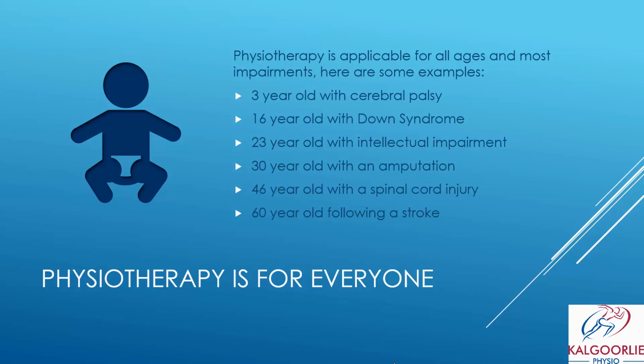So to give you an idea or an example of some of the impairments and age groups that we commonly help with, for instance, a 3-year-old boy with cerebral palsy. We've got 16-year-olds with Down syndrome. There's a 23-year-old with an intellectual impairment, a 30-year-old with an amputation. That could be an amputation of the arm or leg, or even just a half amputation. A 46-year-old with a spinal cord injury, or a 60-year-old following a stroke. Now, of course, all of these examples, we could change the age group. It doesn't matter which, as long as they're under the age of 65.